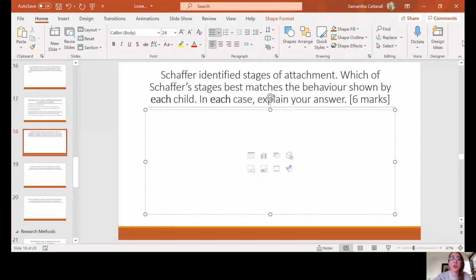Hello, so I'm going to go through the question about Schaffer and the stages of attachment. I'll briefly talk through the scenario and then show you how to answer it. Alexi is 5 months old, Myra is 7 months old, and Karen is 2 years old, and they all attend daycare while their parents work. That might give you a clue about which stage of attachment they might be in.